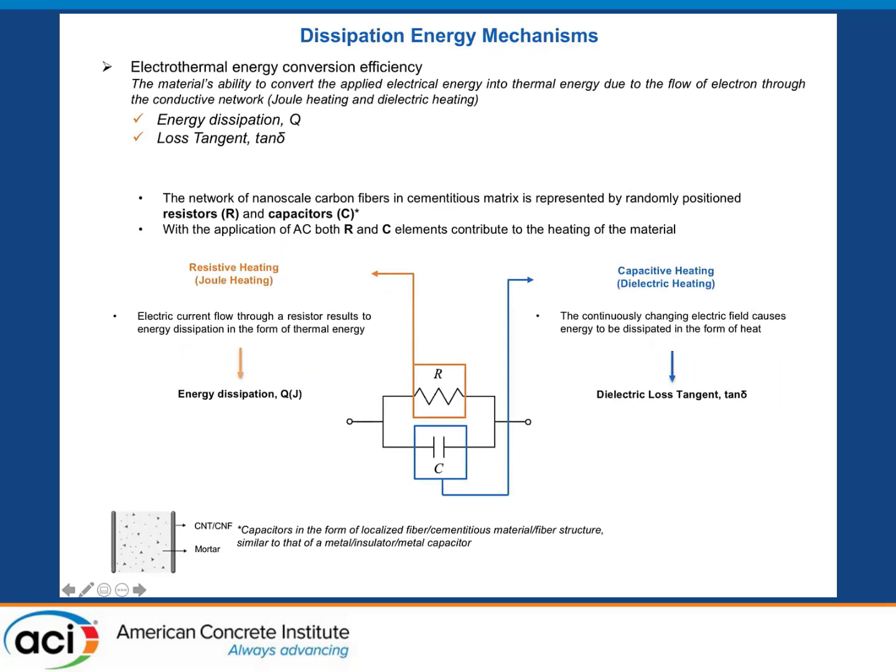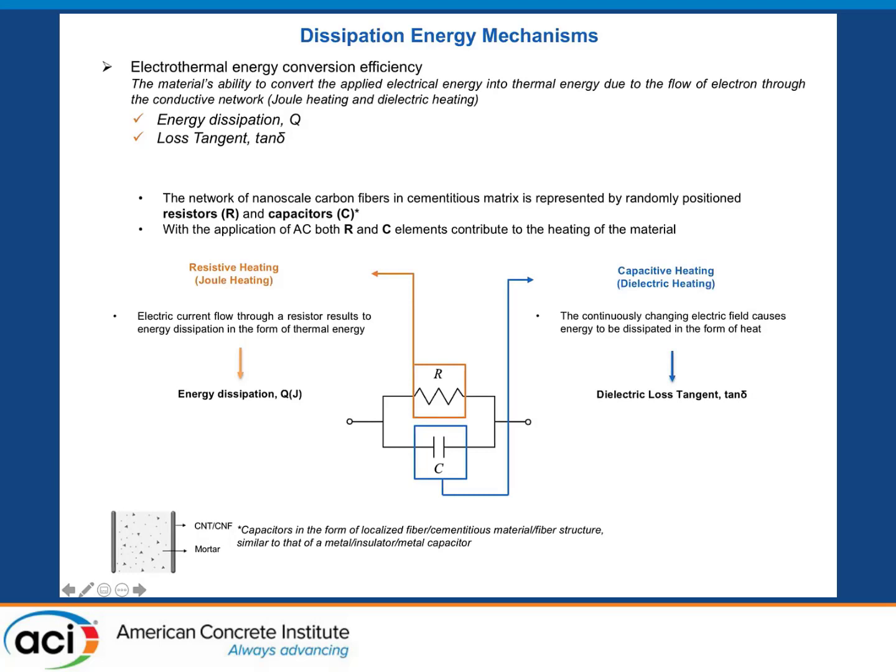Having said that, I would like to move on to what happens when electric current flows through our material. Apparently, it results in energy dissipation in the form of thermal energy. We can represent the semiconducting behavior of cementitious materials reinforced with some conductive material, in our case, carbon nanofibers and carbon nanotubes, by an electric circuit consisting of randomly positioned resistors and capacitors. A resistor represents the component that opposes the flow, and capacitors have a structure like a fiber, mortar, fiber, similar to that of a metal insulator metal capacitor. And capacitors represent the ability of storing electrical energy.